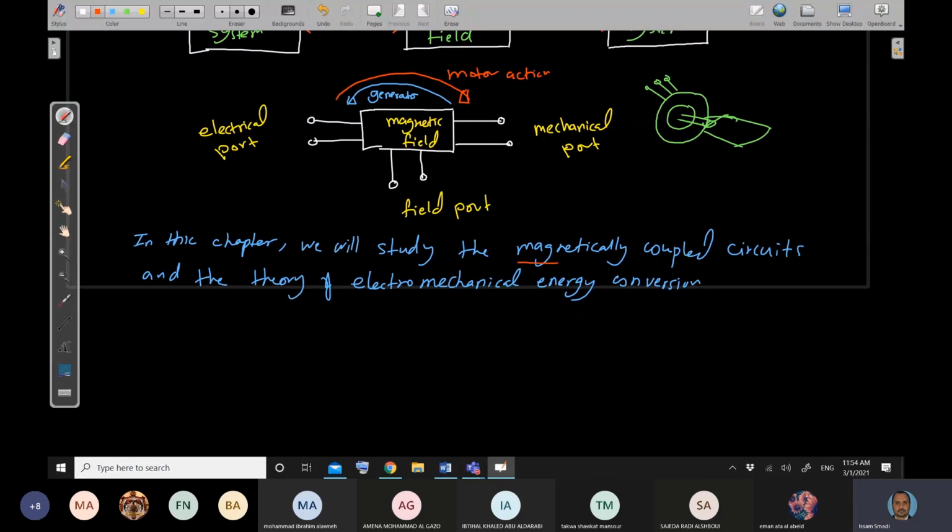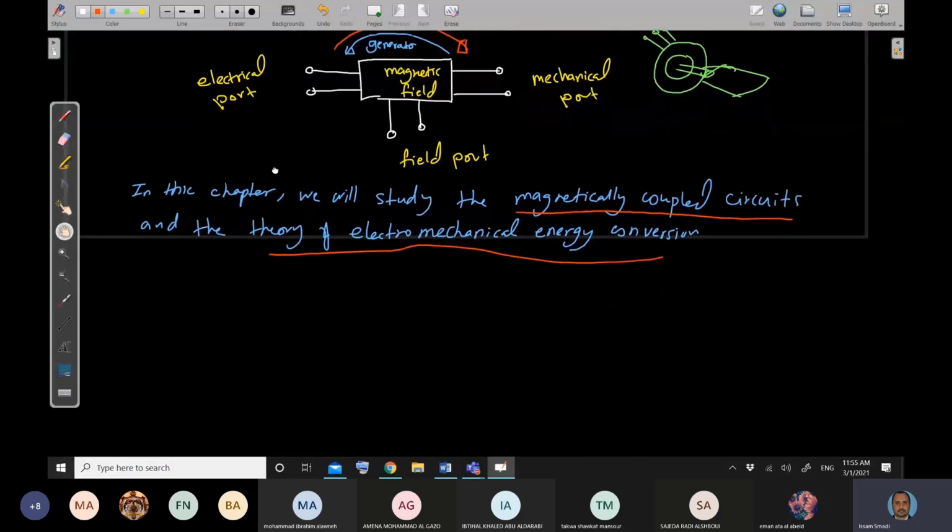Now, why are we interested in the magnetic coupled circuit and the theory of the electromechanical energy conversion? Can anyone answer this one? Why are we interested in the magnetic coupled circuit?